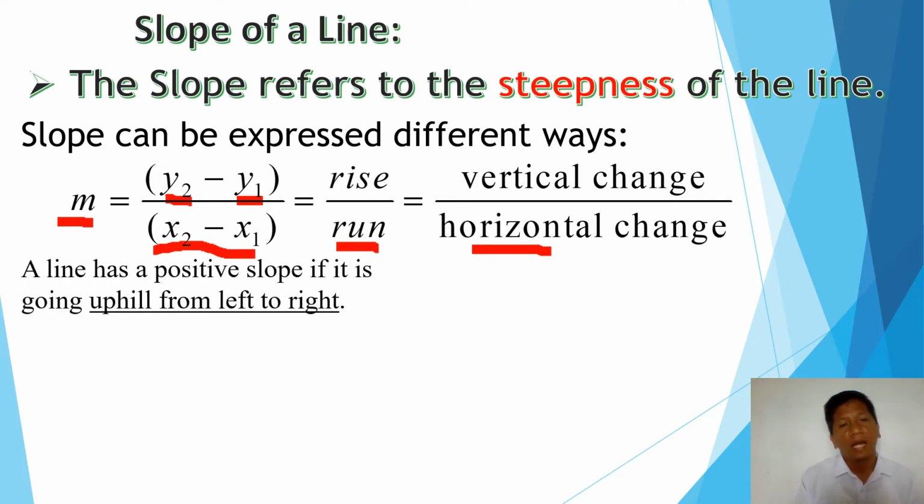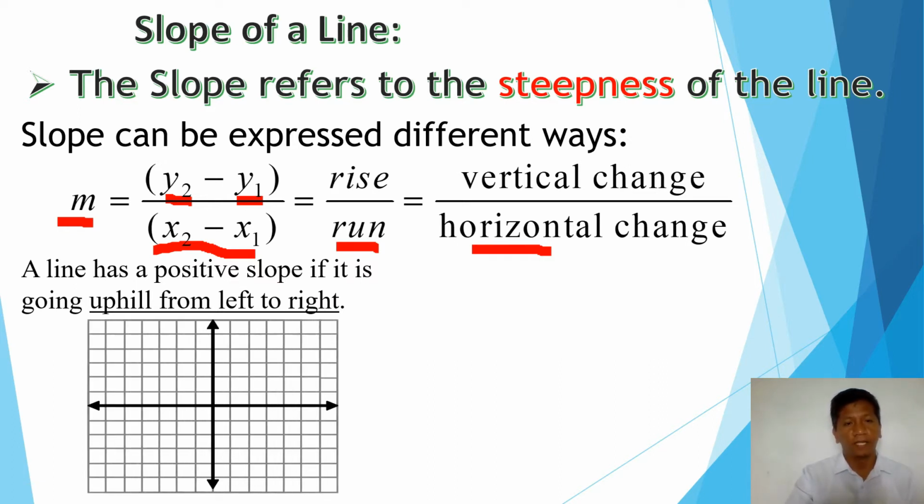Next, a line has a positive slope if it is going uphill from left to right. Going uphill, when it's like that. For example, this is our Cartesian plane. Do you see the line? The line goes up. It means that line has a positive slope. And the trend of that line is increasing. Did you get it? Next.